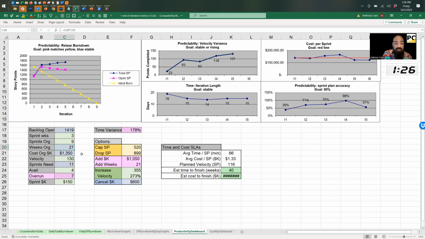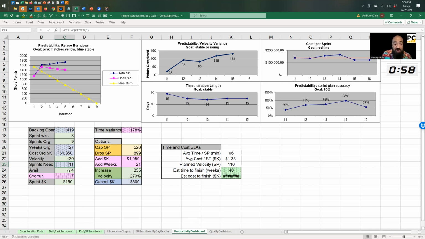The velocity, this is a number you can type in, but you can see the velocity here, 23 all the way up to 131. So they've typed in, hey, if we can sustain this 131, now they're looking at this metric, right? If you sustain this 130 and you have 1419 to go, how many more sprints would you need? 11. That's just math, right? But how cool. You type in your sprint weeks, your original plan, your velocity, and everything else is automatically calculated.